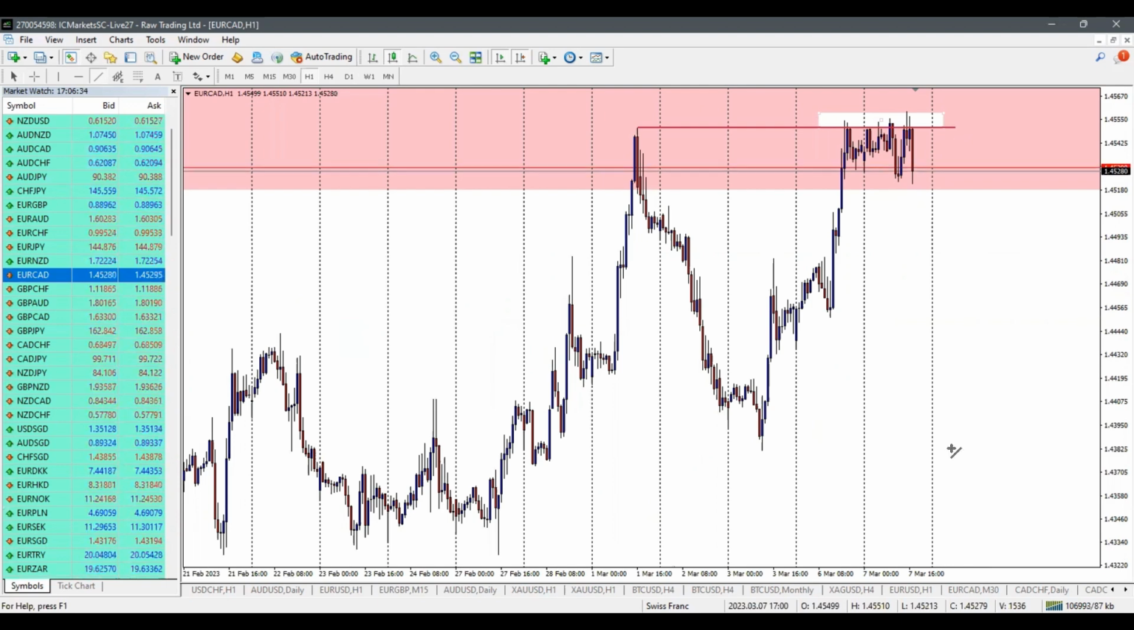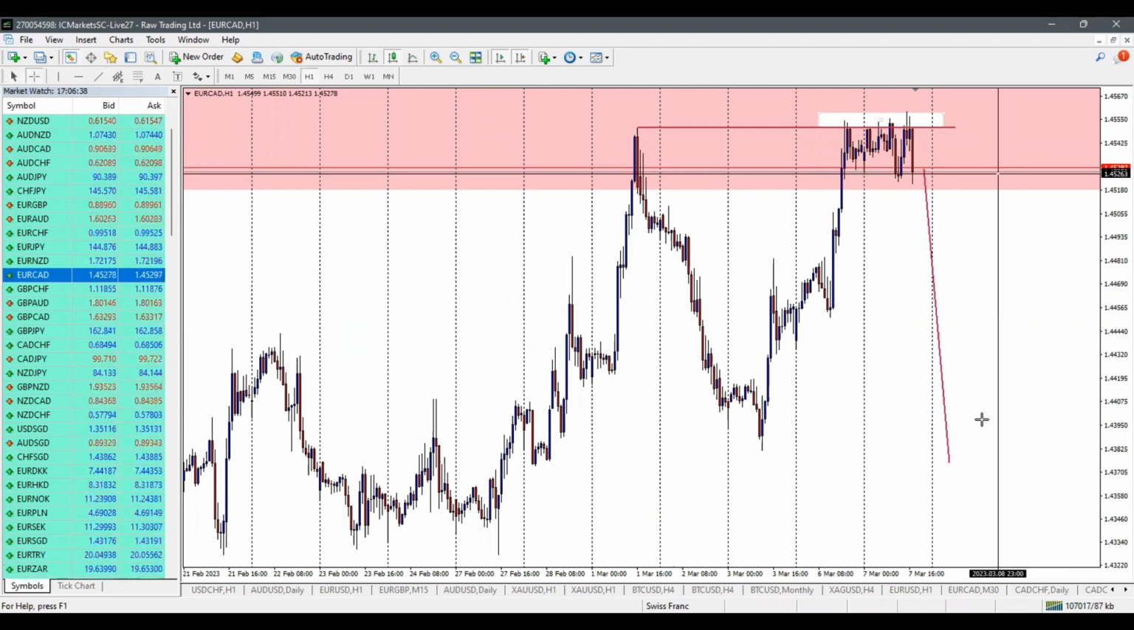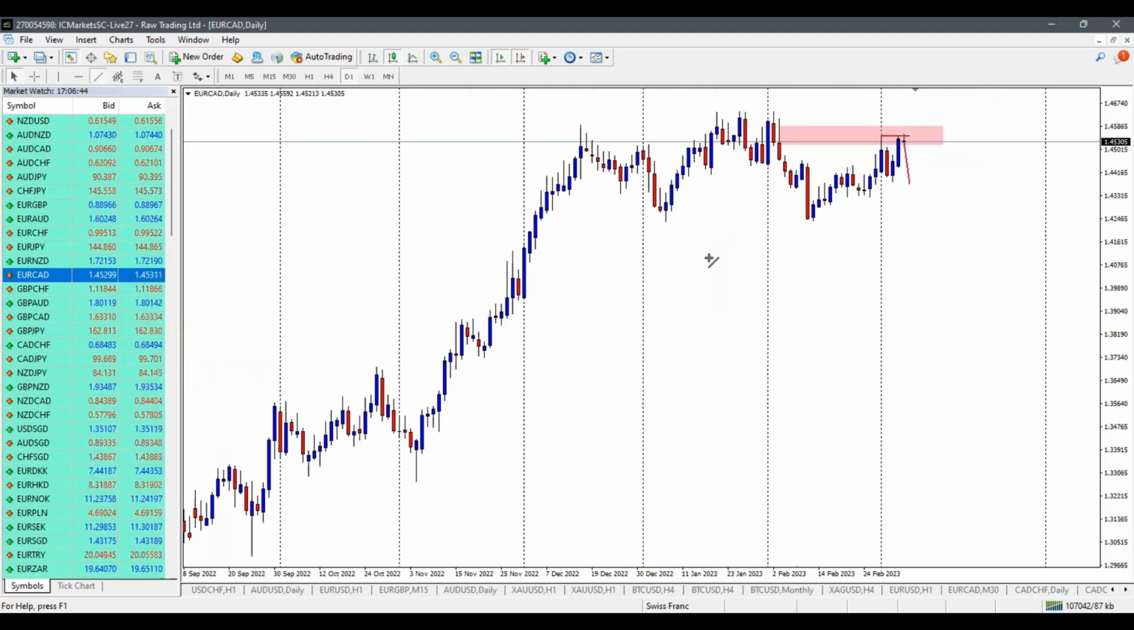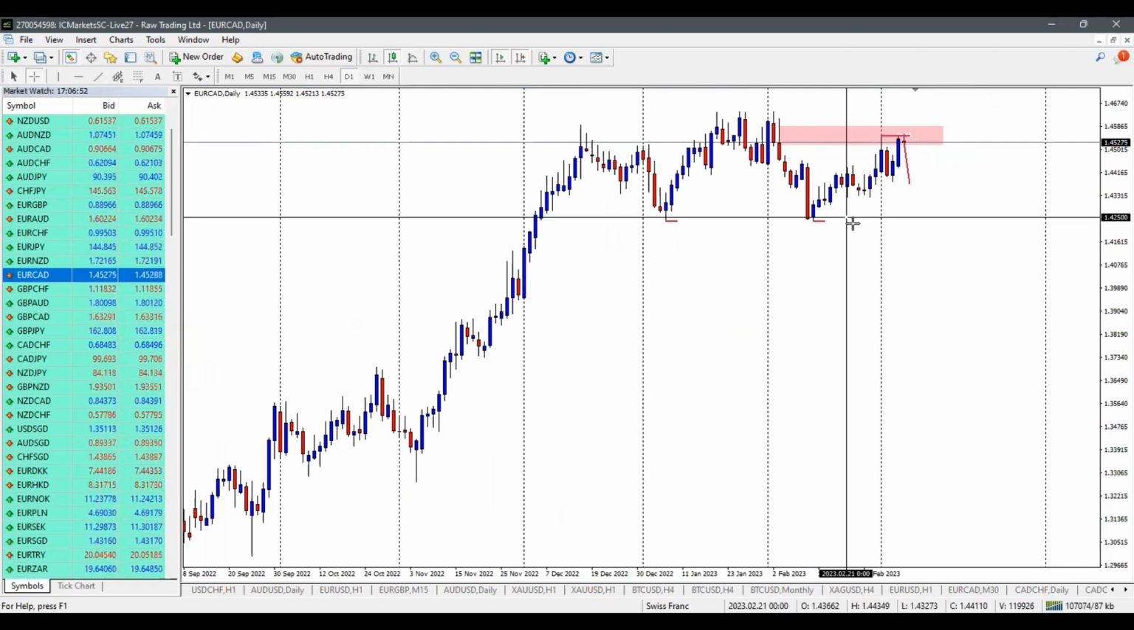What I would say is that Euro CAD, to me, has the potential to at least pull down a few, maybe about two. From here, I would say down to at least the low of January, because last time I took this trade, if you guys can remember, I was in this short. I was expecting the price to take the two lows, we have the low of February and the low of January.